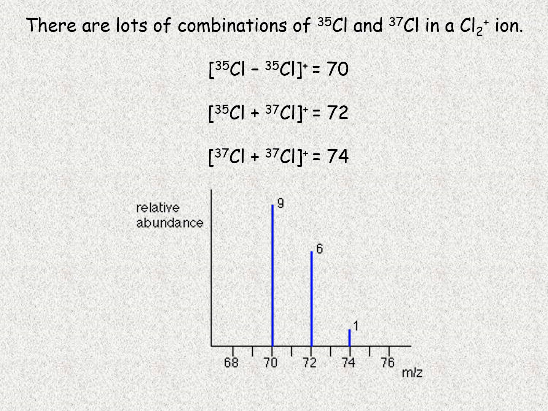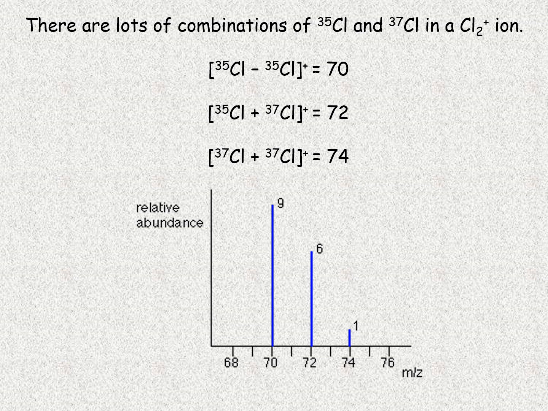So when you combine 2 chlorines together, you could have a 35 with a 35, which would give you 70. You could have a 35 and a 37, that would give you 72, or you can have a 37 and a 37 that give you 74. And actually then what we see is three peaks, one at 70, one at 72, and one at 74, and they come in the ratio of 9 to 6 to 1.